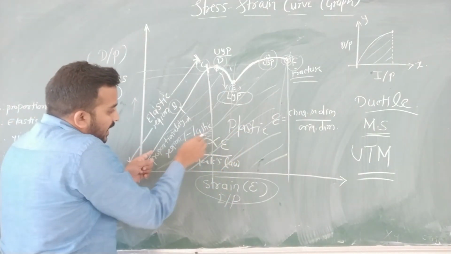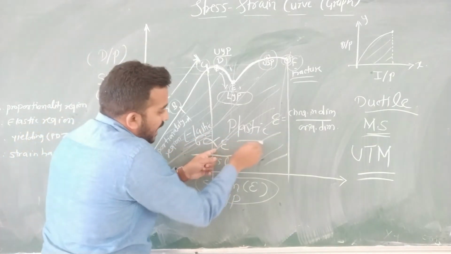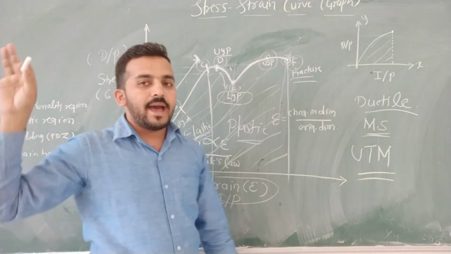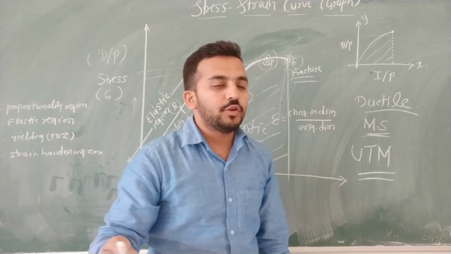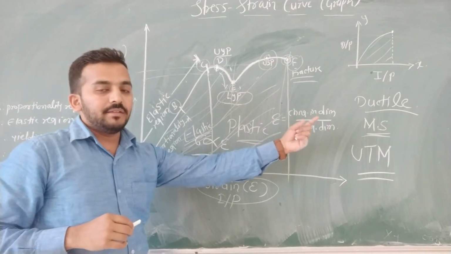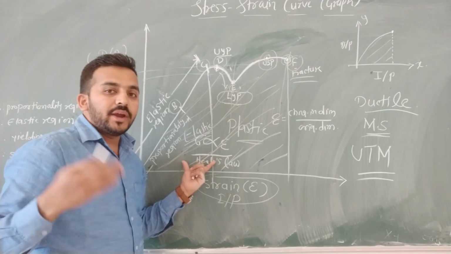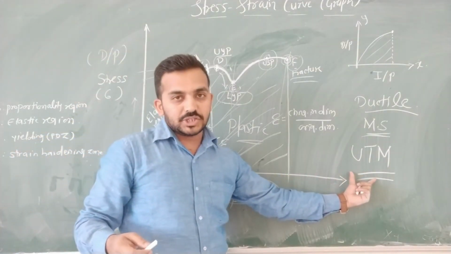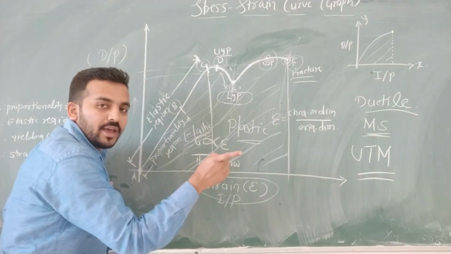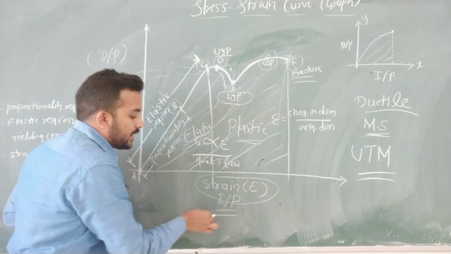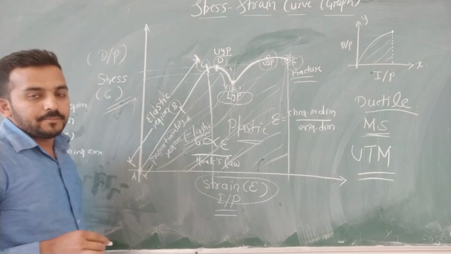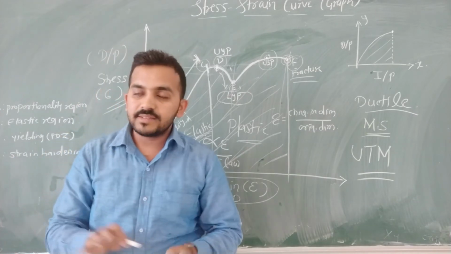The first region is the elastic region, the next region is the plastic region. Now, what should you remember from this entire curve from the point of view of your competitive exams? This curve is of a ductile material, which is mild steel. You get this curve from the universal testing machine. Where to plot strain? We always plot strain on the x-axis because it is the independent parameter, and stress on the y-axis because it is the dependent parameter.